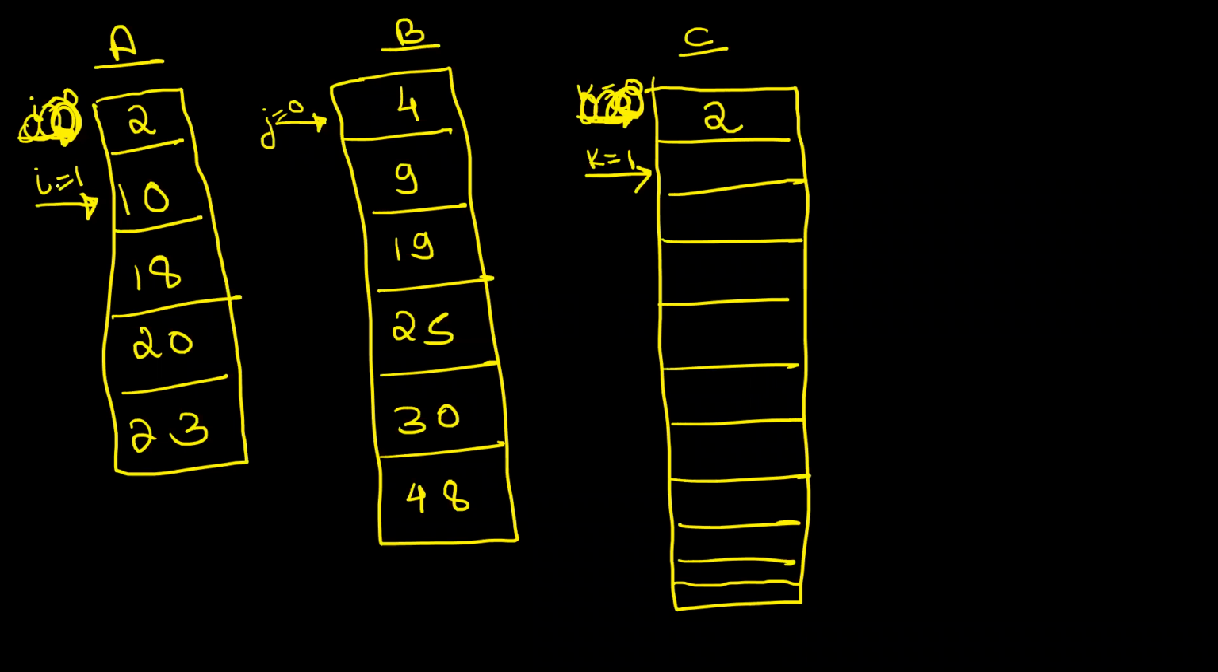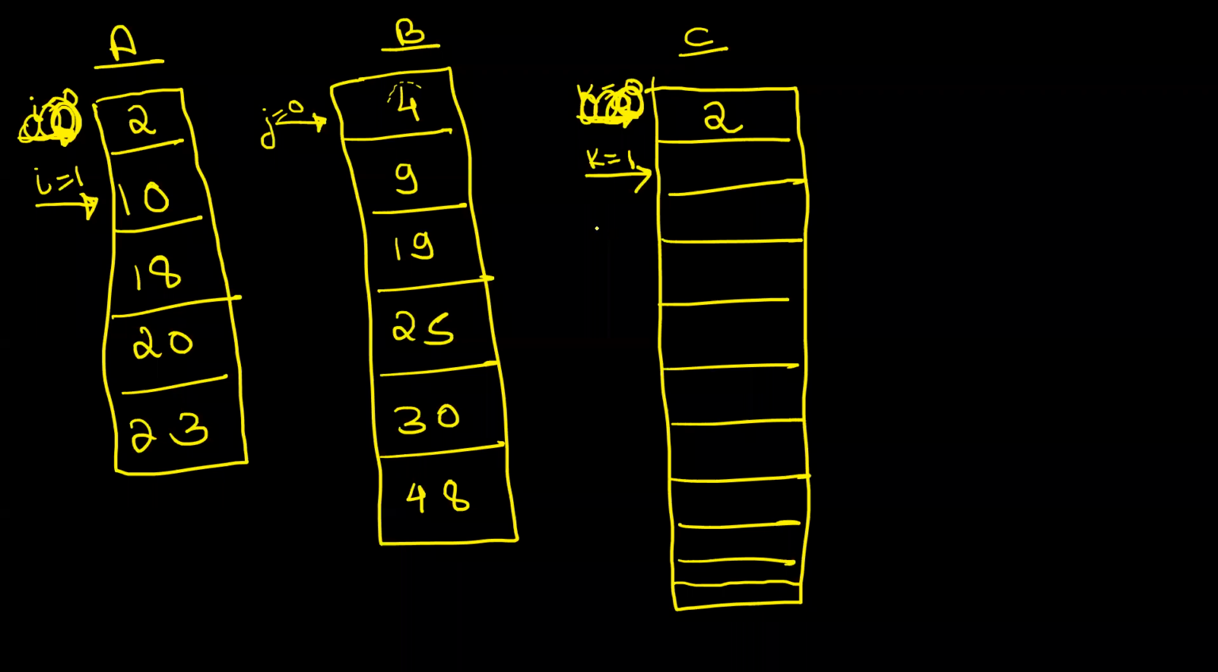See, I is at a valid index of array A and J is at a valid index of array B. So both the arrays have an element to offer. So I compare A of I with B of J. I compare 10 with 4. What is smaller? 4 is smaller, right? 10 is not less than 4. So I know that I will take the element from array B. So C of K is equal to B of J. So I will write 4 here.